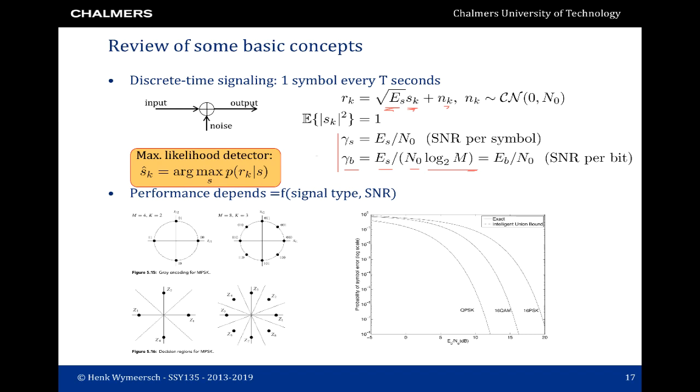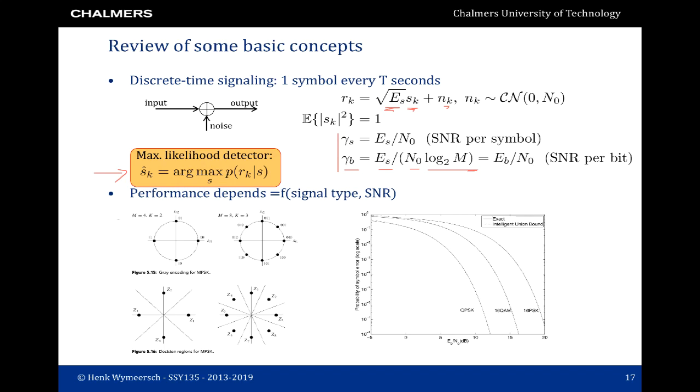A typical task of a receiver is to recover S from R, and the way that you will usually do this is using maximum likelihood. So we take the likelihood function P of Rk given S, in which case Rk is the observation, so it's something that we know, and S are all possible constellation points. We then take the argmax, and that gives us our decision S hat k.